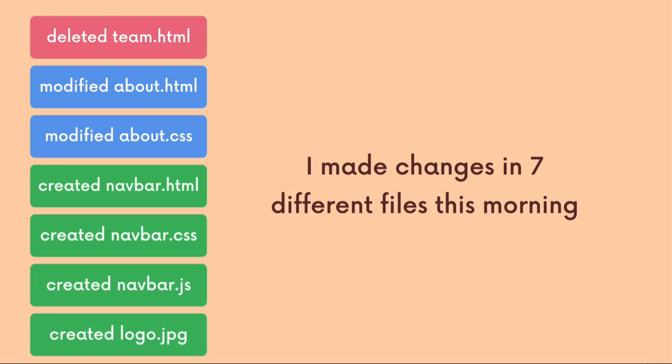For example, imagine I've been working all day or all morning on some project. I spent a lot of time working on this project, and I made changes to 7 different files. As you can see on the left-hand side, I deleted a file, I modified 2 files, I created 4 files. And instead of just making one generic commit that just says checkpoint, I can actually call out some of these and group them together based upon the actual stuff that I did.